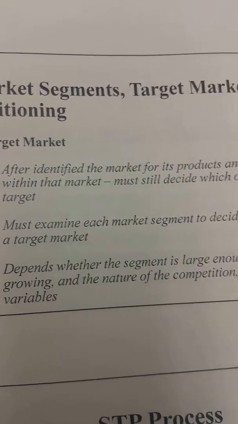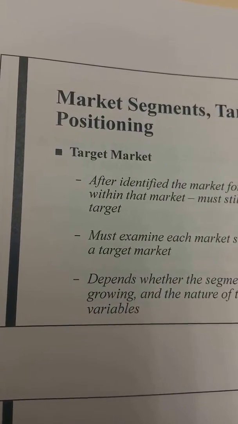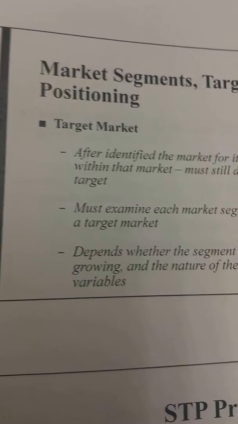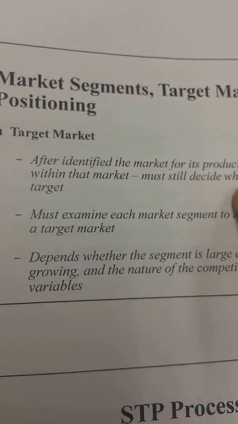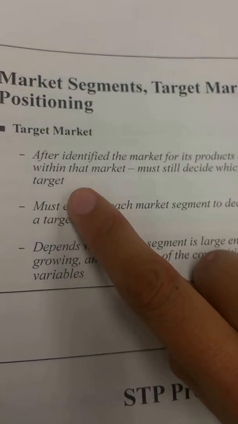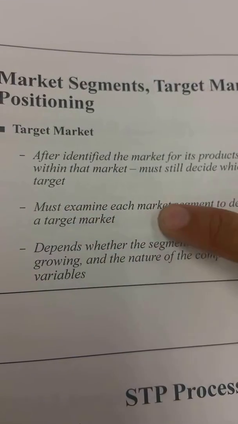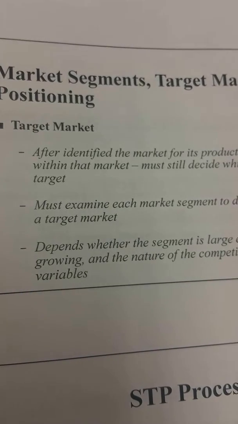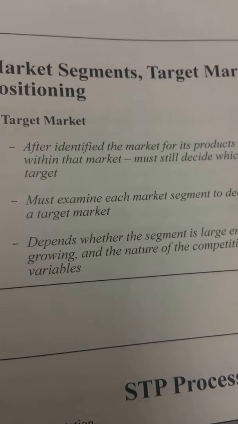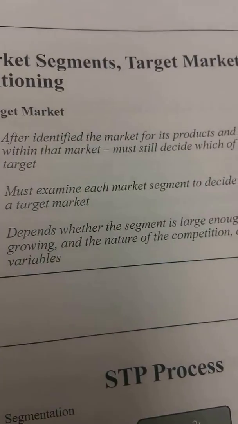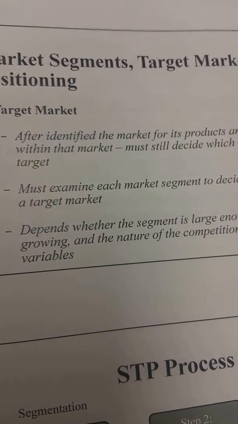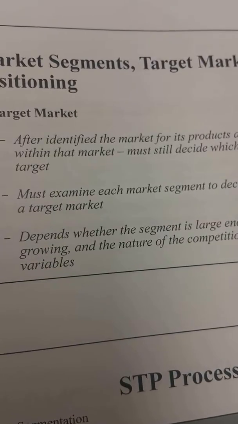Segments, target markets, positioning. Target market: after identifying the market for its products and the segments within that market, a company must still decide which of those segments to target. It must examine each market segment to decide whether it should be a target market. This depends on whether the segment is large enough, whether it is growing, the nature of the competition, and among other variables.